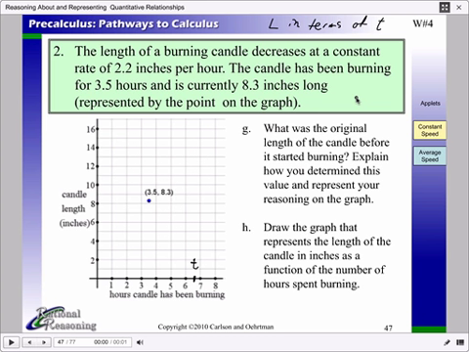Okay, so I started off at 16 because the beginning is 16, and then there's a change in t, but we're trying to find length. So I said 16 minus the change in t times 2.2, because every hour changes 2.2.